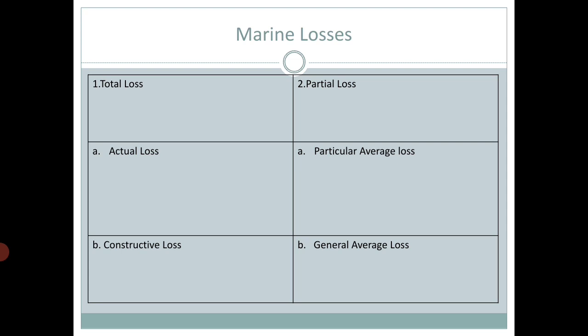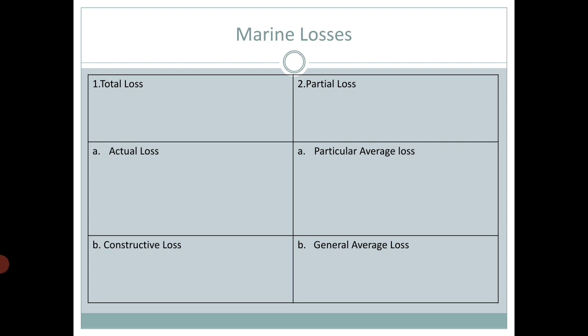Then the other part is partial loss. What is partial loss? According to section 56 of the Marine Insurance Act, any loss other than a total loss is a partial loss. When the subject matter is partially lost, for example 50% of the subject matter is damaged or destroyed, then it is called partial loss. A partial loss again is classified into two categories. First one is particular average loss and second one is general average loss.